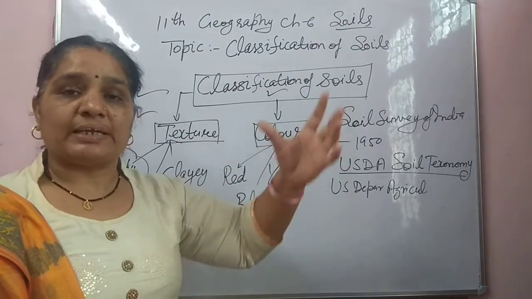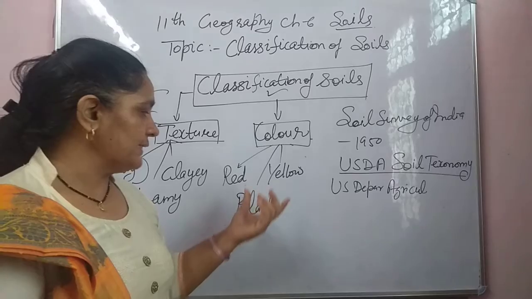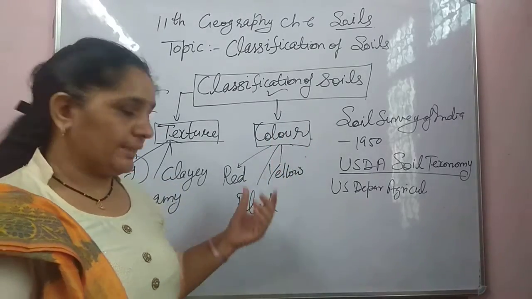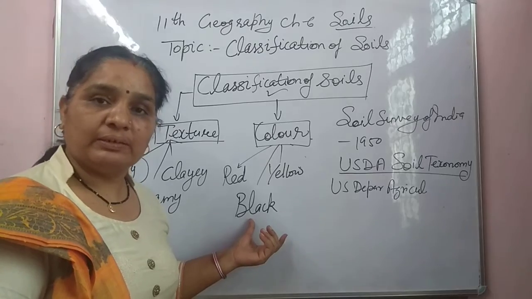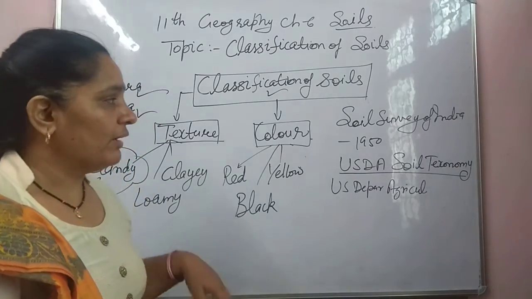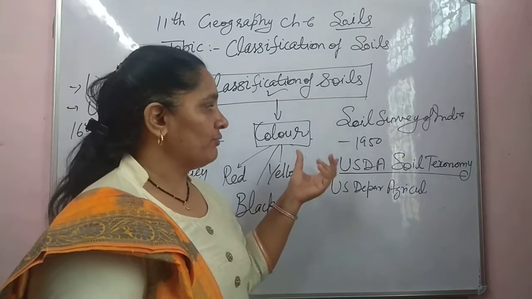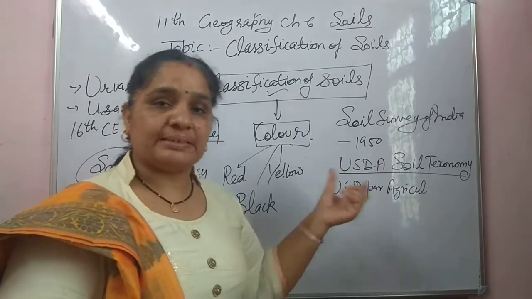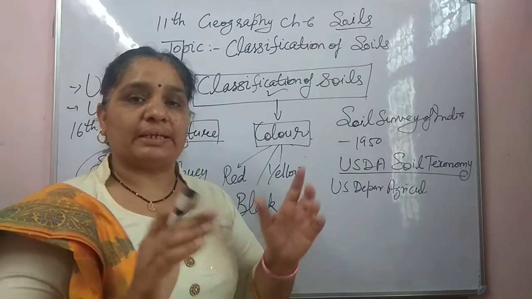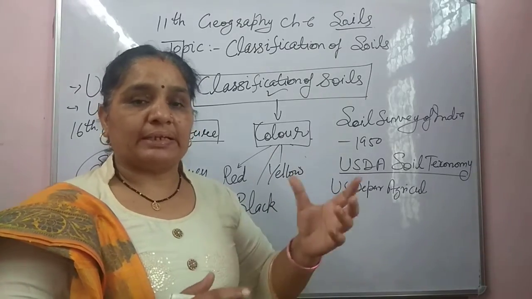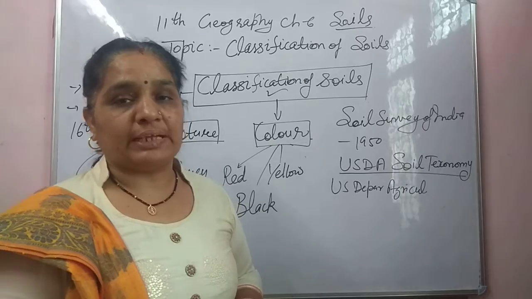Some soils which have iron ores are known as red and yellow soil. Those soils which are formed due to volcanic eruptions are known as black soil. Clear? Now, after the independence, the Soil Survey of India. After the independence, it was realized that the soil can be classified into different parts so that we can get more profit in the fertile regions.